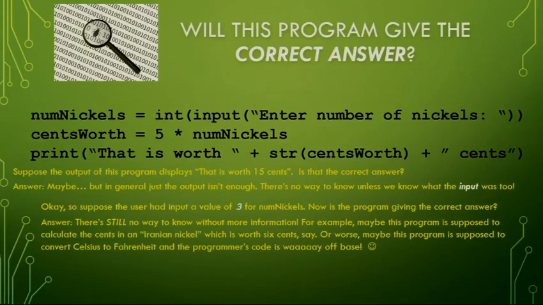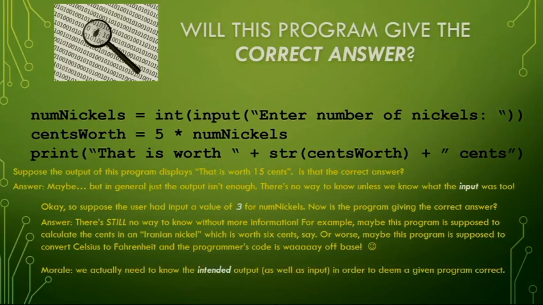If we're talking about Iranian nickels, which are worth 6 cents, pretending, then it's giving the wrong answer. Or, to be really extreme, what if this program was supposed to convert Celsius to Fahrenheit? This program is way off. You can't necessarily go by the name of the variables, right? So the moral of the story is, not only do we know the code and the input, we know what the intended output is to say whether the program is correct.